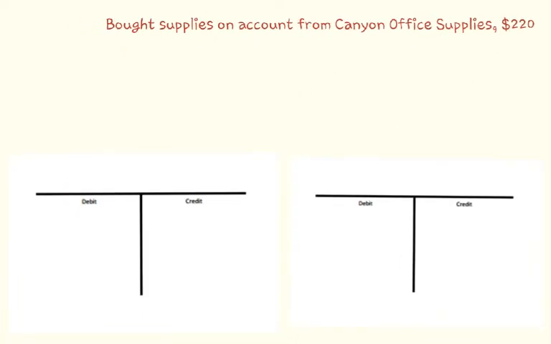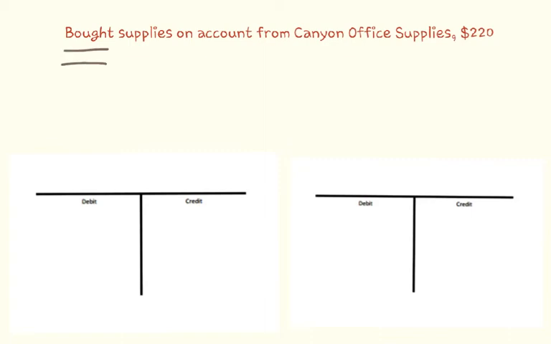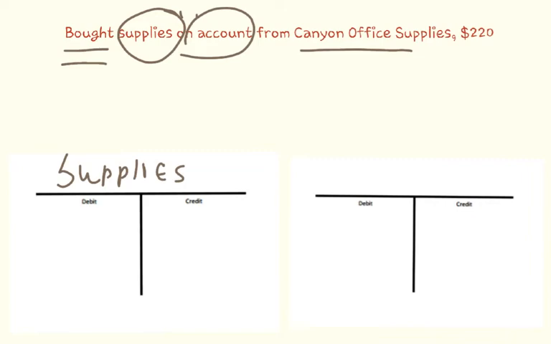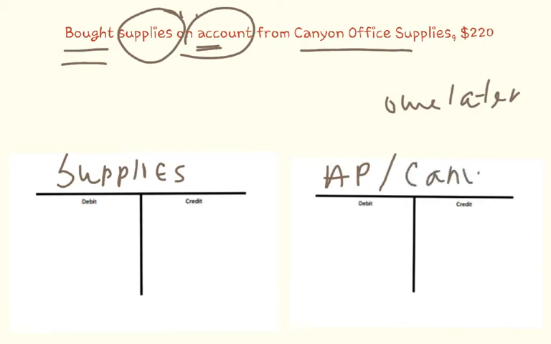Okay, here we go. We bought supplies. Supplies is our first account. Then it says we bought them on account from Canyon. Okay, accounts payable, right? We bought it on account, so we're going to owe later. We always have to put Canyon so we know who we owe.